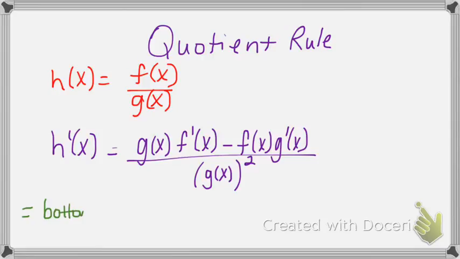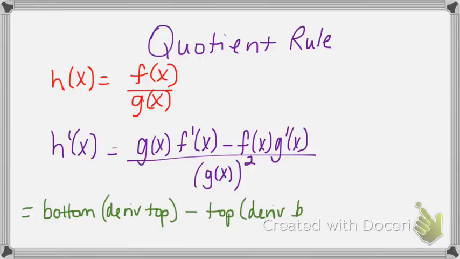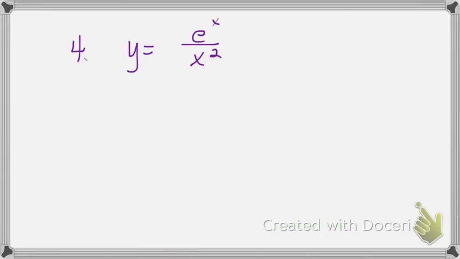Bottom times the derivative of the top minus top times the derivative of the bottom over the bottom squared. It just helps me to remember that I start with the bottom. With product rule, the order doesn't matter really since it's a plus, but with quotient rule, the order does matter. The bottom one is always whatever the bottom is, and then minus the top one. So, okay, let's look at some examples there.